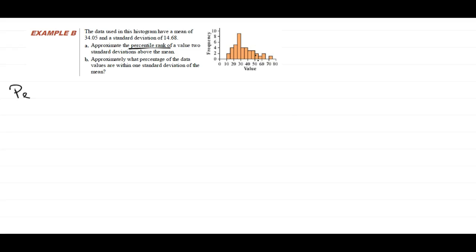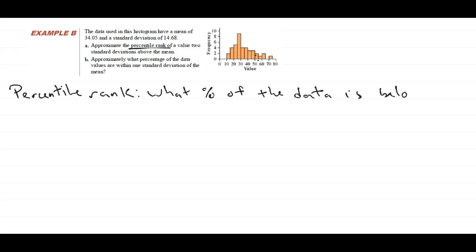So we can say percentile rank. A good way of thinking about that is: what percent of the data is below a value. All right, so let's look at the first one.